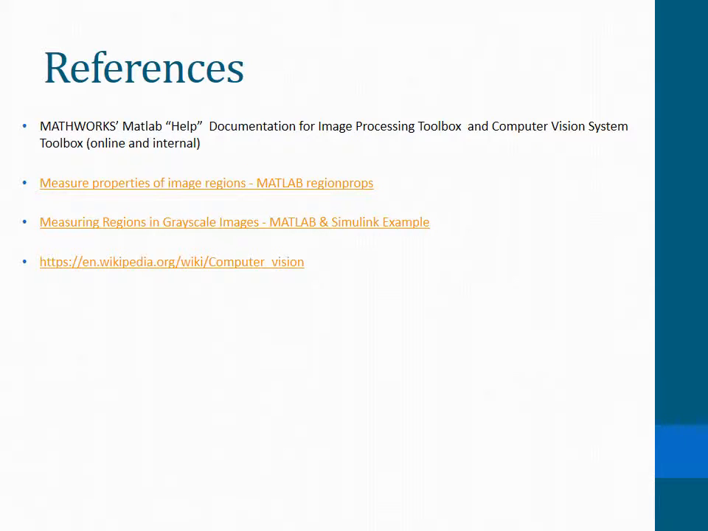So references here, again, MathWorks help documentation is as always pretty excellent, with a lot of excellent examples. We were able to expand on those examples, and through a lot of trial and error we ultimately had everything that we wanted or needed at our disposal. And there are a few other references here regarding computer vision and more MATLAB and Simulink examples.